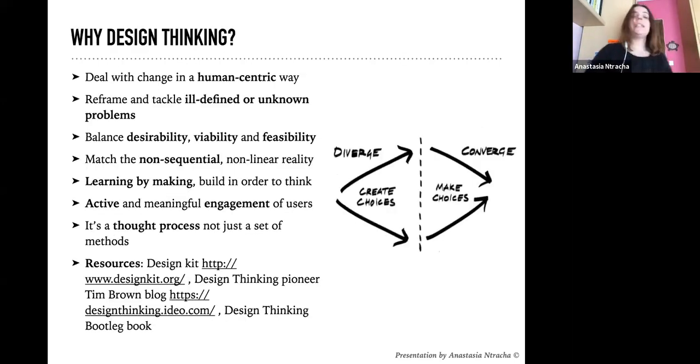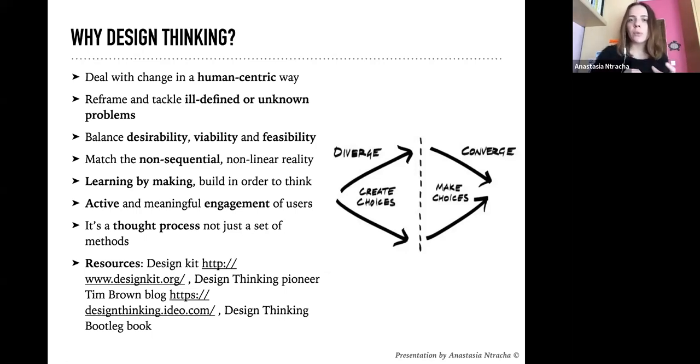But why design thinking? Design thinking is a methodology that has been developed over the last 30 or 40 years, but has been implemented in the last 20 years. It's a way to deal with unknown and ill-defined problems, the problems of the newest generation, in a more human-centric way, putting the person, the user, and their needs at the center.